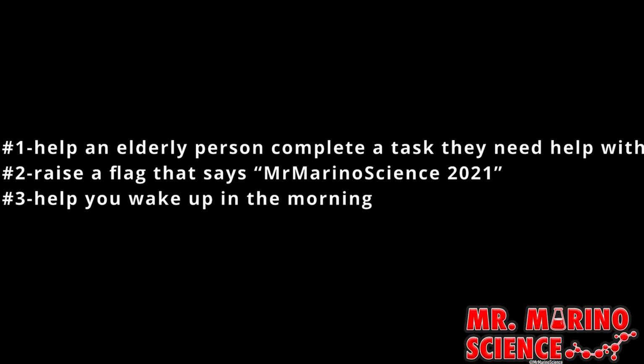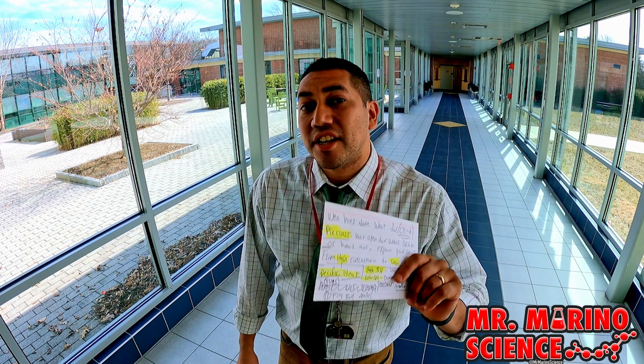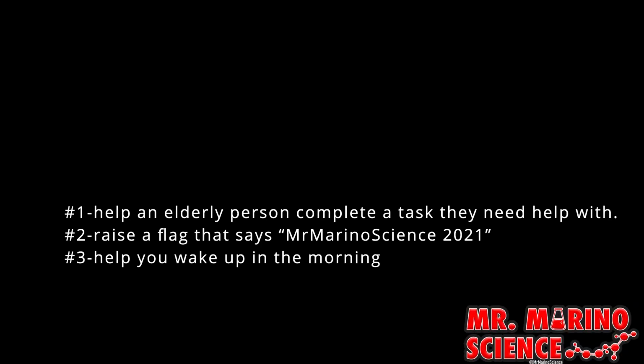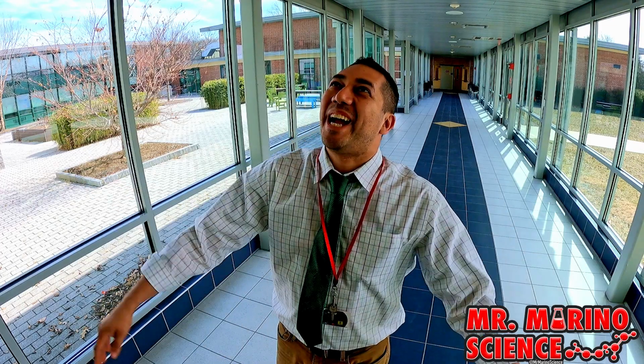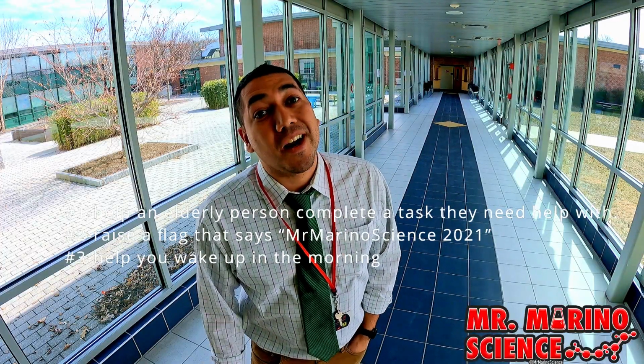As discussed yesterday in class, you all selected which scenario you will be conducting your RUBE Goldberg machine project on. The first choice was to design a RUBE Goldberg machine that helps an elderly person complete a task that they need help with. The second scenario was to raise a flag that says, Mr. Marino Science 2021. Or the third option was to design a RUBE Goldberg machine whose purpose was to help you wake up in the morning.